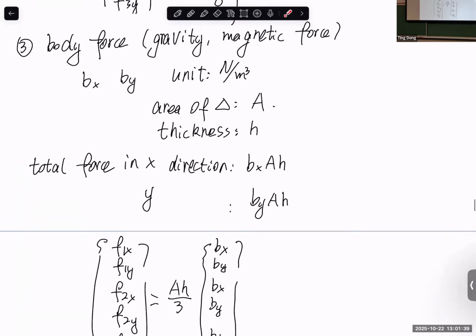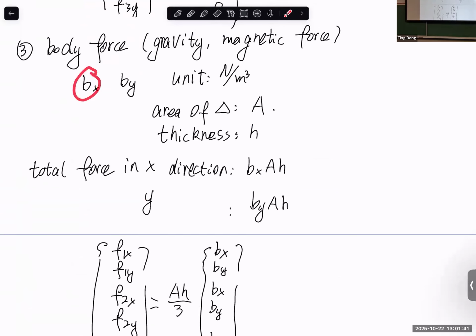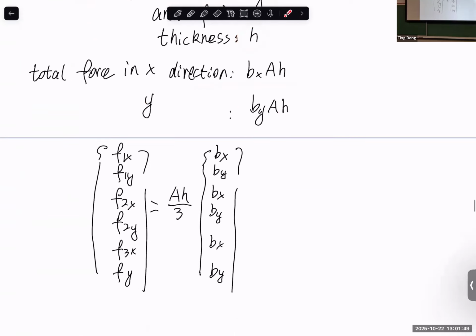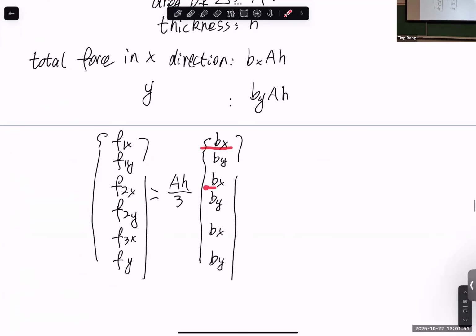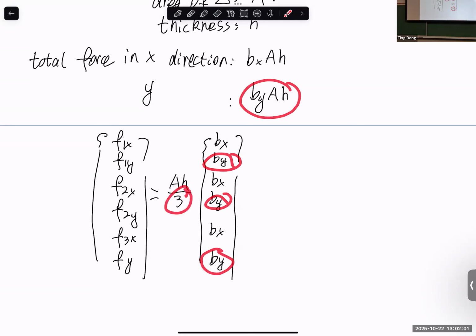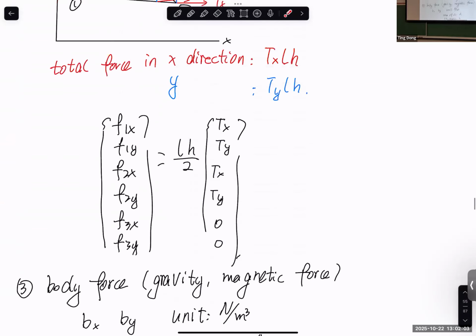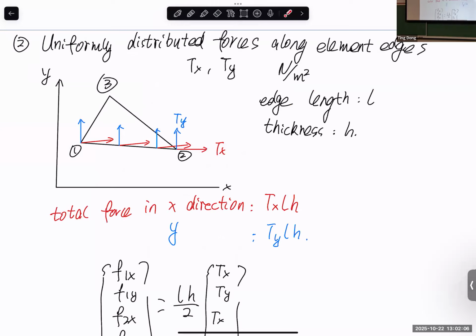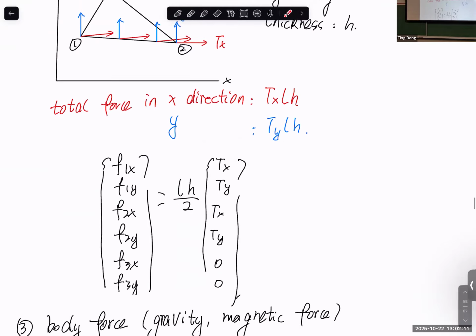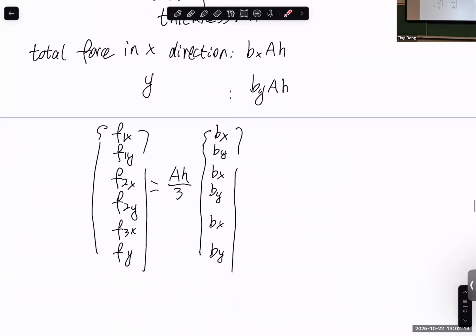So again, the total force in the x direction is force per unit volume times A times H, which is the volume of the CST element, and split to 3 nodes in the x direction, divided by 3. Similarly, this is the total force in the y direction, and we have the y component divided by 3. So this is how to find the k, how to find the f vector. And of course, you calculate the inverse of k times the f vector, and you get the nodal degrees of freedom.